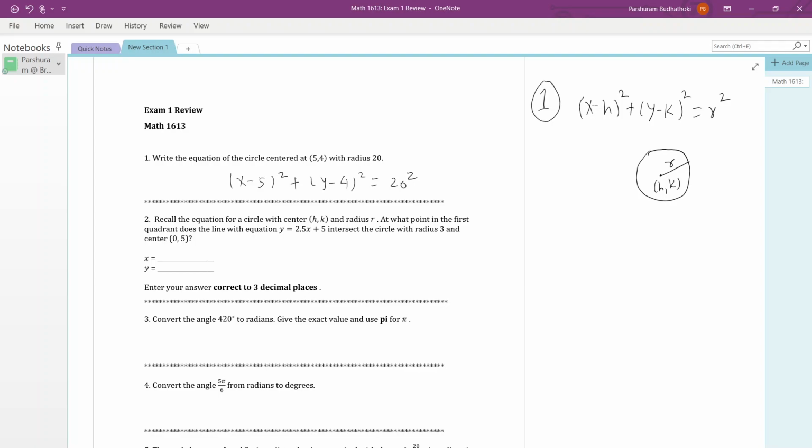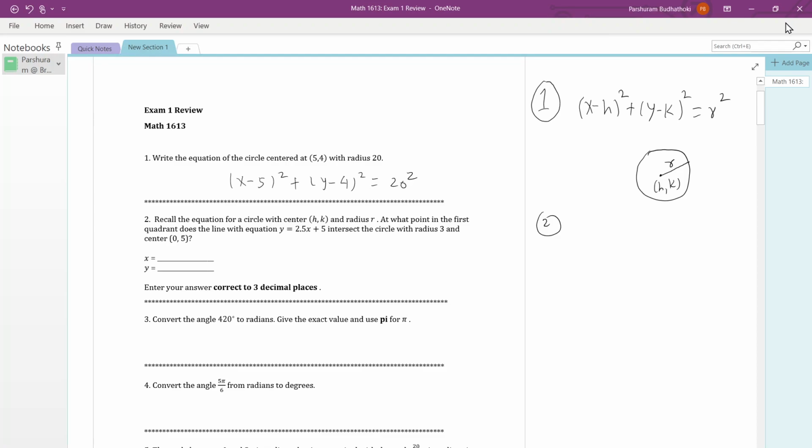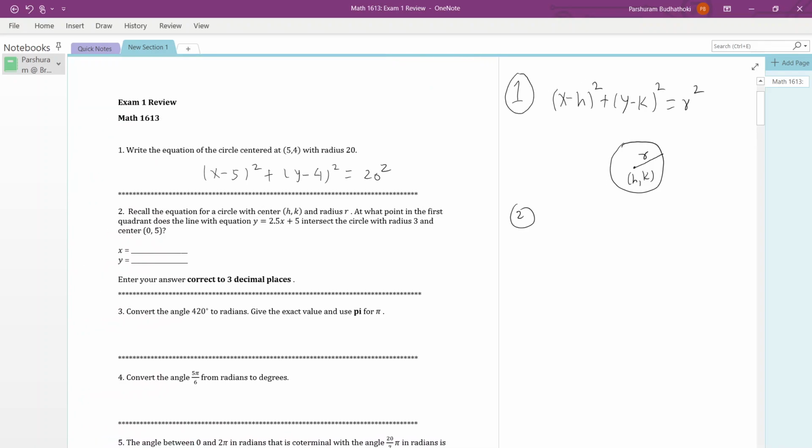Okay, for problem 2, let's look at number 2. Recall the equation for a circle with center h, k. We know this is the equation of a circle with center at h, k and radius r. At what point in the first quadrant does the line with the equation y equals 2.5x plus 5 intersect the circle with radius 3 and center 0, 5?